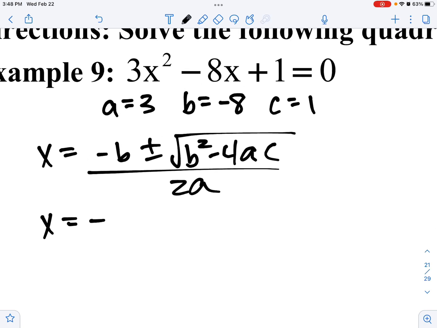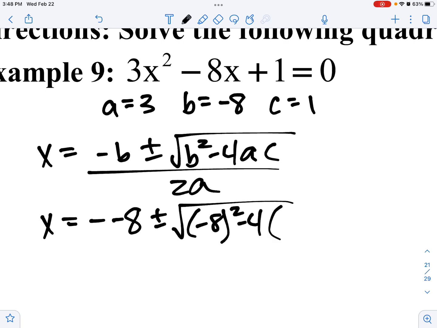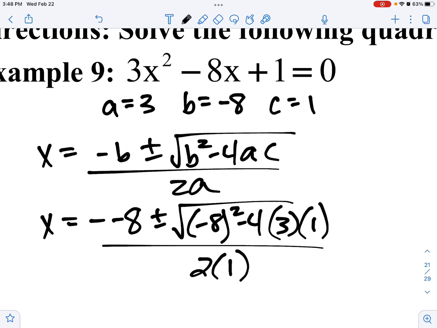Anyways, negative, let's see, what's the b? This sign is here, but b is -8, so that's going to be a double negative. I'll change it in a second. Let's see, b squared. What is b again? It's -8 squared. And what is the a? The a is 3, so I'm going to plug in a 3 there. And what is the c? The c is 1, so I'm going to plug in a 1 there. Divided by 2 times a. It's 2a in the bottom, and remember a is 3.